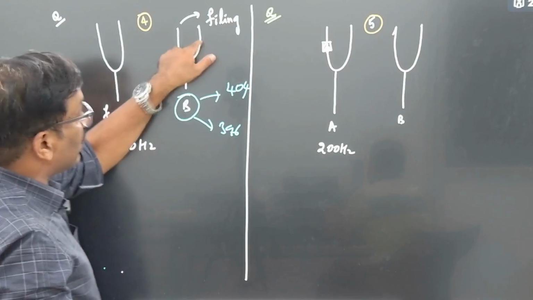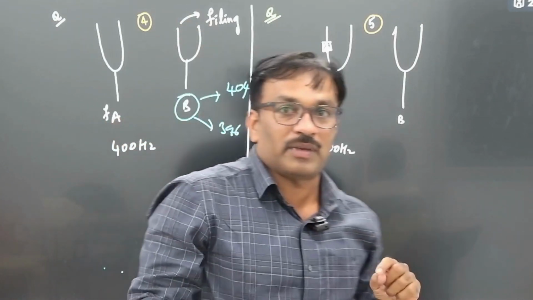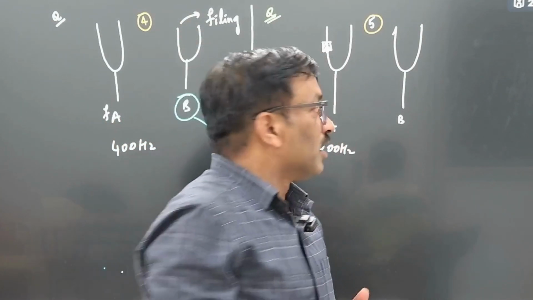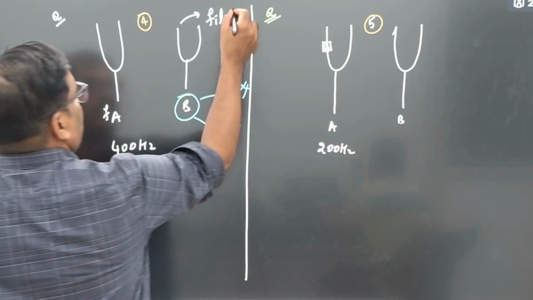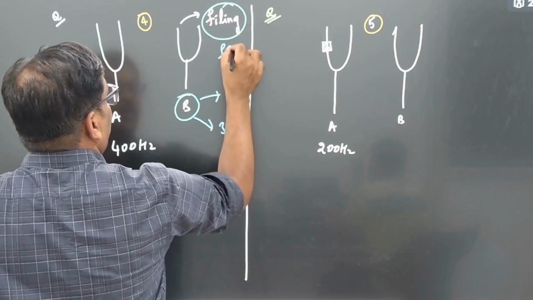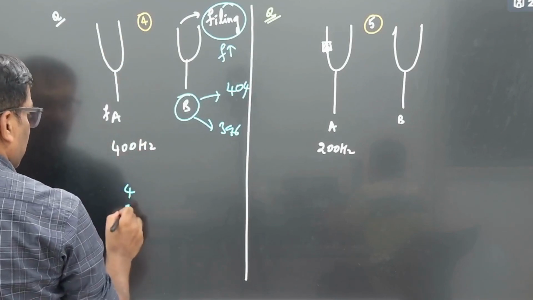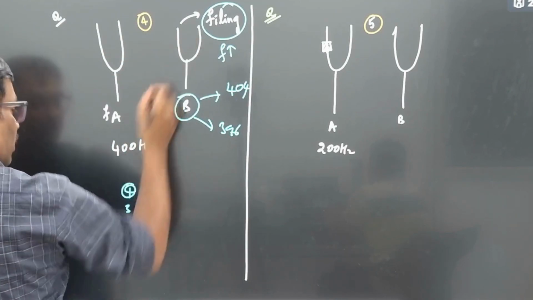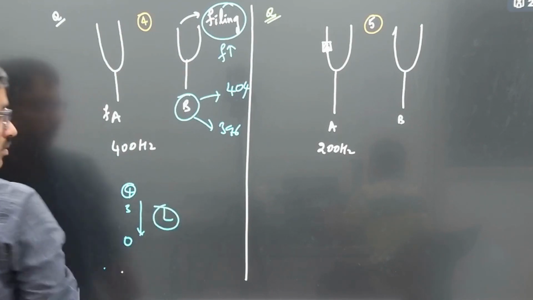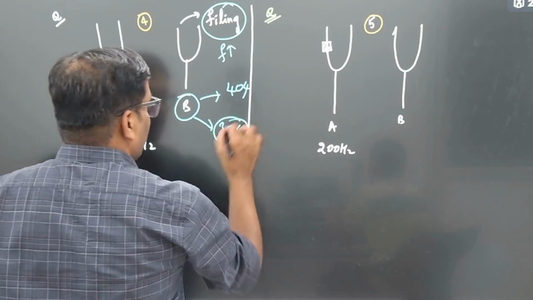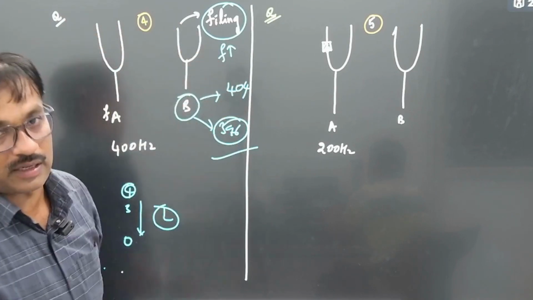Here you are doing the filing on the unknown tuning fork. Filing means the frequency will increase. So when the frequency increases, it is reverse. Reverse means if you are getting 4 or 3 or up to 0 after sounding again, you have to take the lower one. So the answer will be 396. Suppose if you are getting more than 4, higher will be your answer.